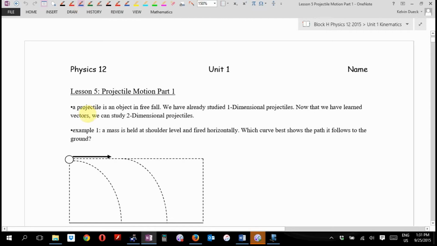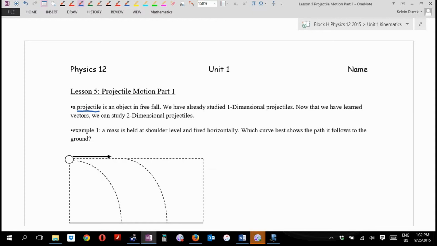A projectile is an object in free fall. We have done one-dimensional projectiles in Physics 11. You dropped stuff all the time and said, oh, it's accelerating under the influence of gravity, and you gave that acceleration a lowercase g. What was the acceleration due to gravity? Negative 9.8 meters per second squared. That was ignoring air resistance.